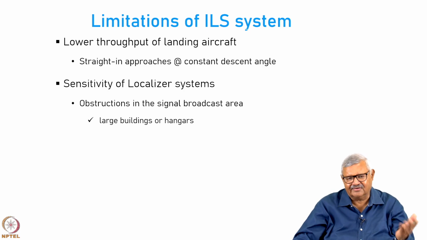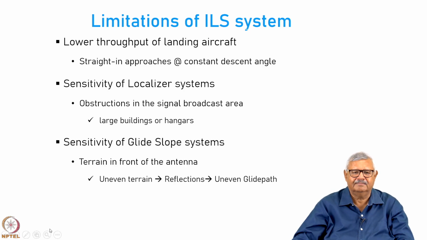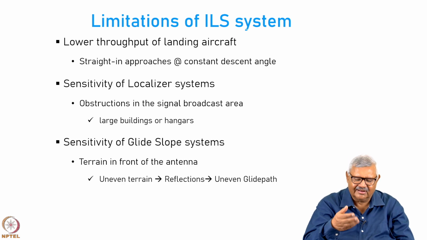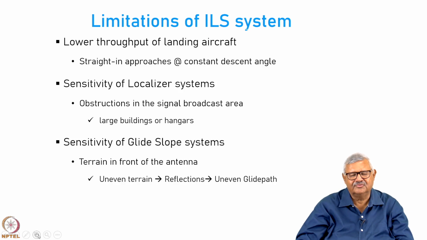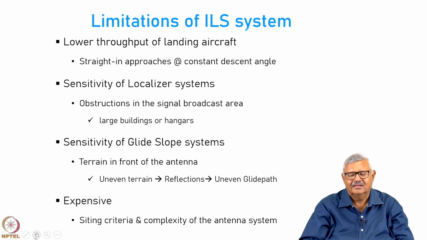The signals can get reflected and cause confusion. Similarly, the glide slope system is also very sensitive. It is sensitive to the terrain in front of the antenna. If the terrain is very uneven, there are more reflections, and these reflections give a confused signal to the pilot. The glide slope becomes uneven.